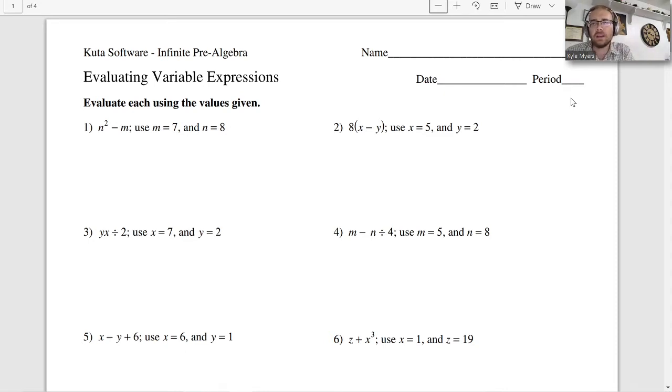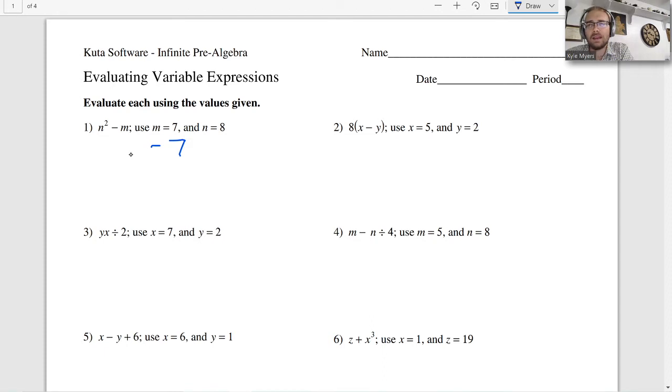So the idea here is m is 7. N squared minus m. M is 7, so 7. And then there's a minus sign. So minus m, now it's minus 7, because I'm going to put a 7 there instead of an m. So that's the whole idea here, you're substituting. M is equal to 7, so instead of an m here, I can put a 7 instead. And then the same thing for the n.